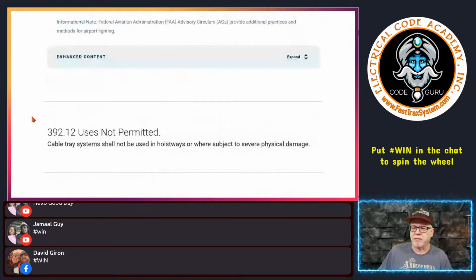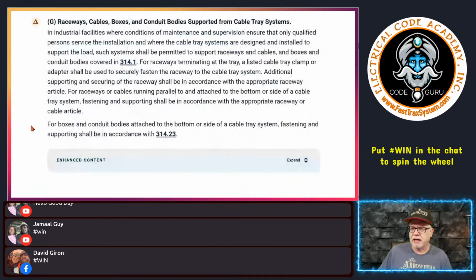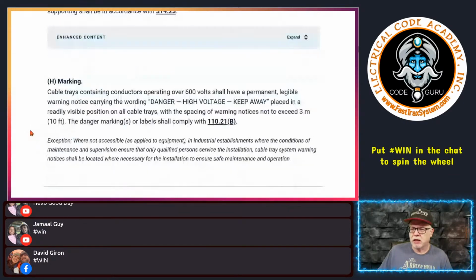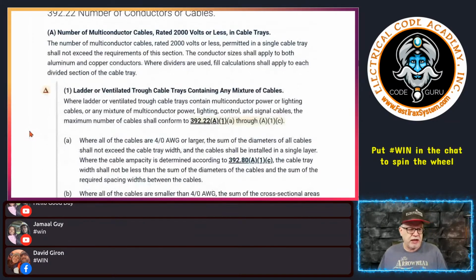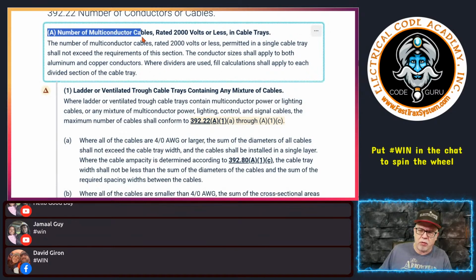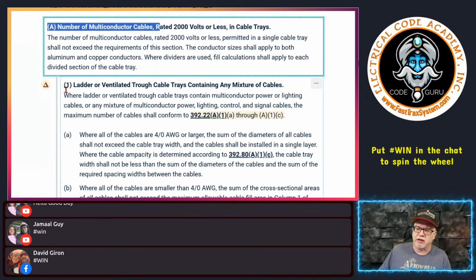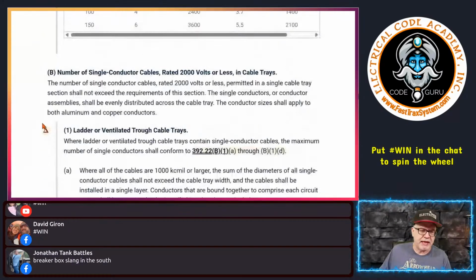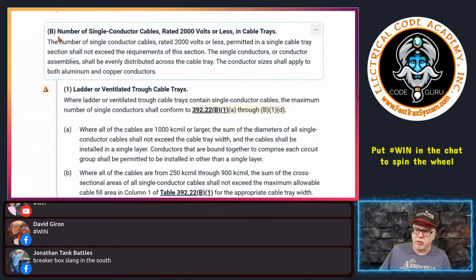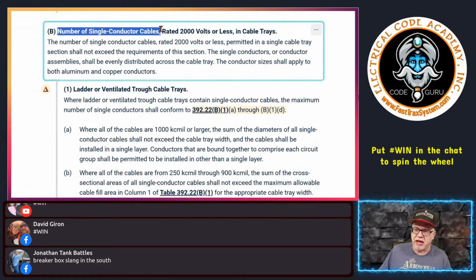So what we jumped down to was the number of conductors or cables in a tray. We immediately skipped A the other day, which is talking more about the multiconductor cables in there. We started hammering away at what was probably more complicated to folks, and it is here, when they're installing single conductor cables and indirectly single insulated conductors as well.